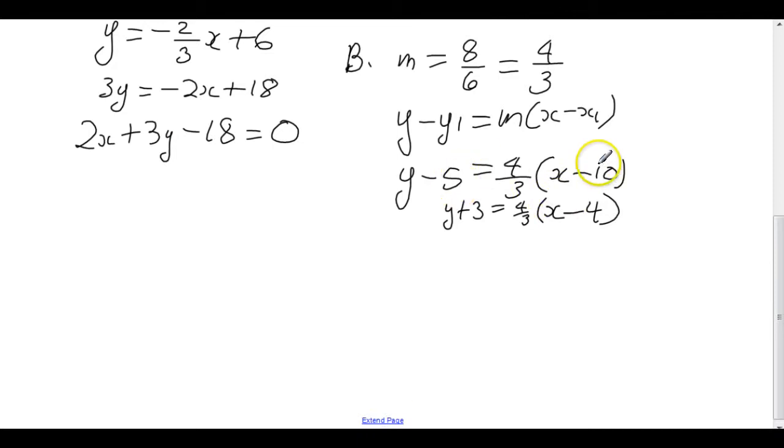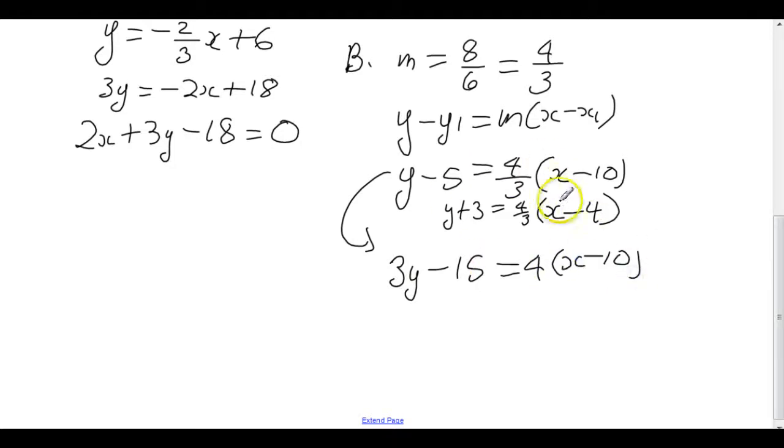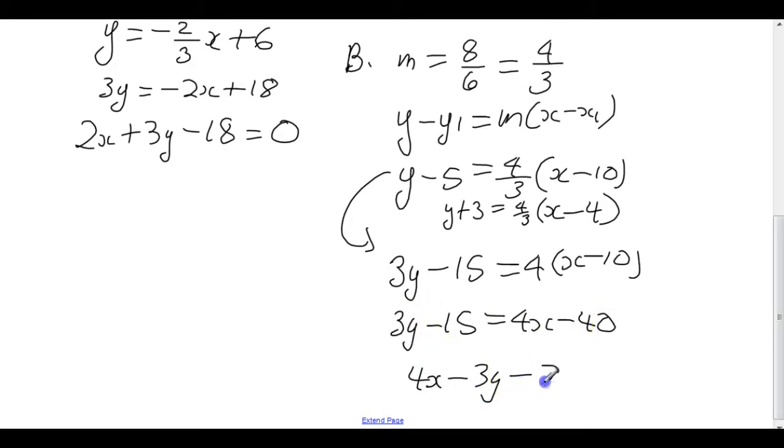So to get either of these, let's just work with this one. I'm going to multiply everything by 3. 3y minus 15 is equal to 4 times x minus 10. We're not going to expand this. I don't need all these thirds hanging around, so I'm getting rid of the thirds by multiplying by 3. 3y minus 15 is equal to 4x minus 40. General form, I need a positive x, so we've got 4x, move it over, minus 3y, add 15, minus 25 is equal to 0.